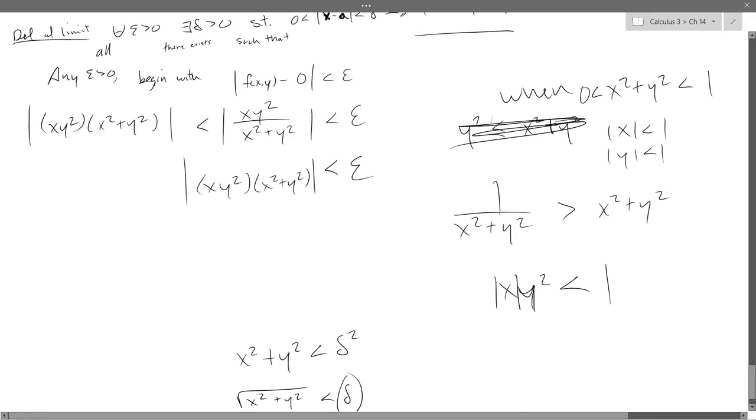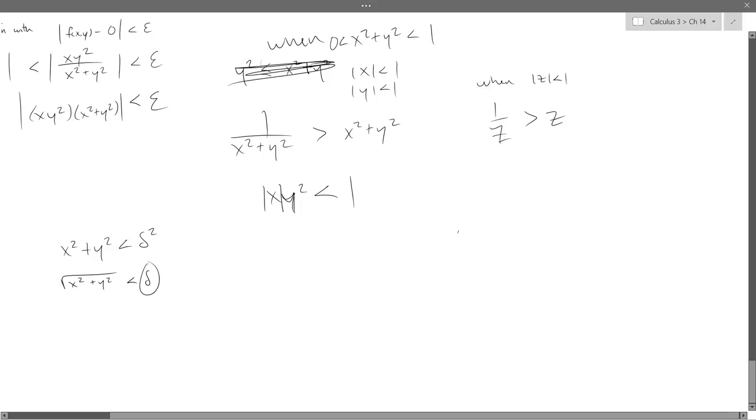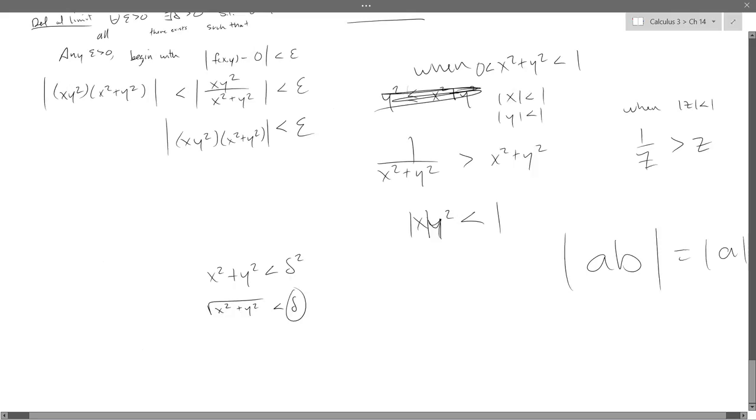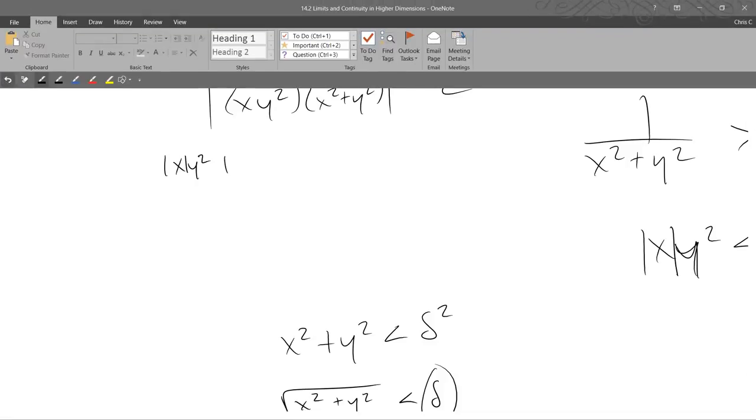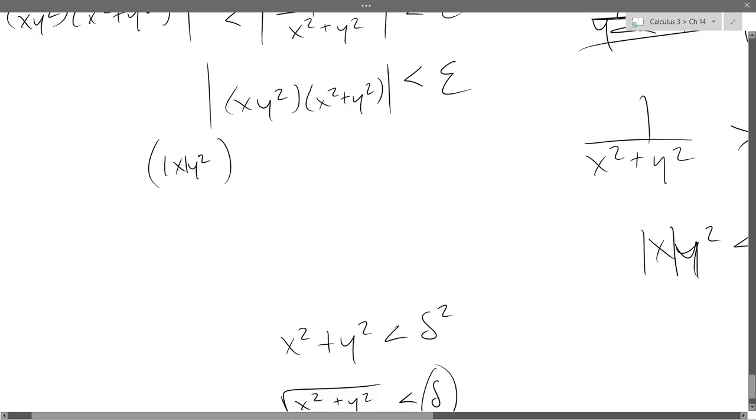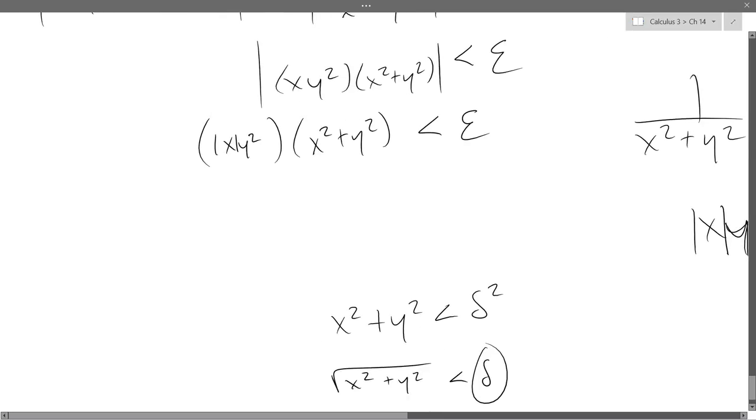So we can go another algebraic property of absolute value. You've probably used this lots of times. The absolute value of a product is the product of the absolute values individually. So I'm going to use that little algebra rule right here. So I got absolute value x times y squared, not plus. That doesn't work with plus. So I just did algebra on that step.